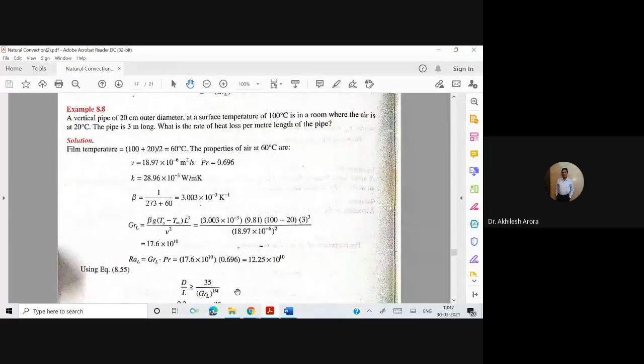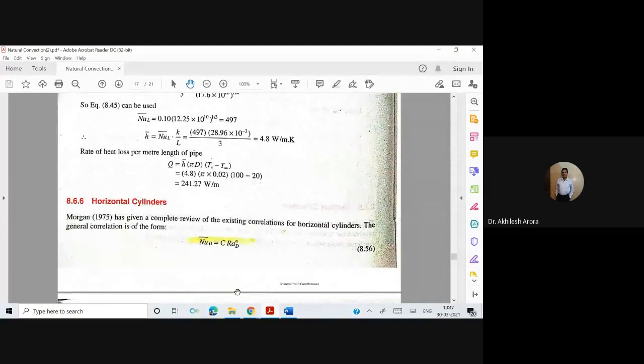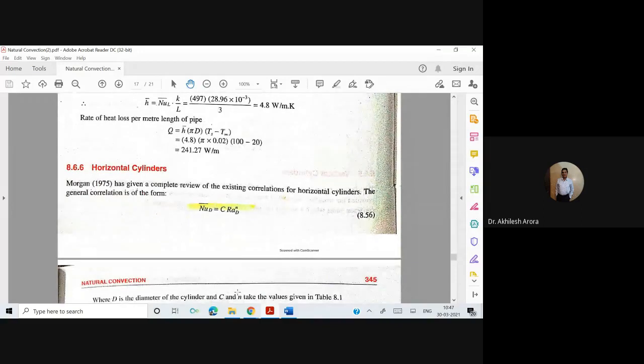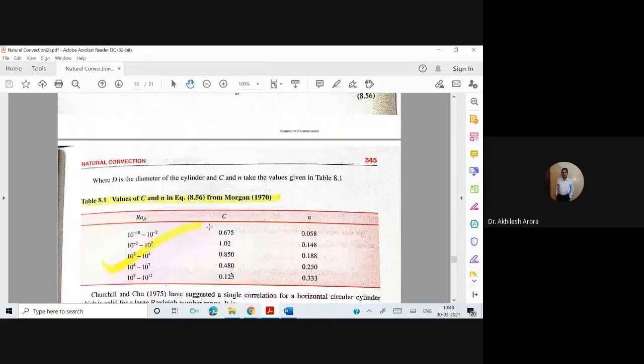So in this analysis, some numerical problems are also given here. If it is the case of horizontal cylinders, you can once again use the Nusselt number based on the diameter, which is equal to C into the Rayleigh number raised to power n. Now there are different values of C and n, which are given in this particular table here.